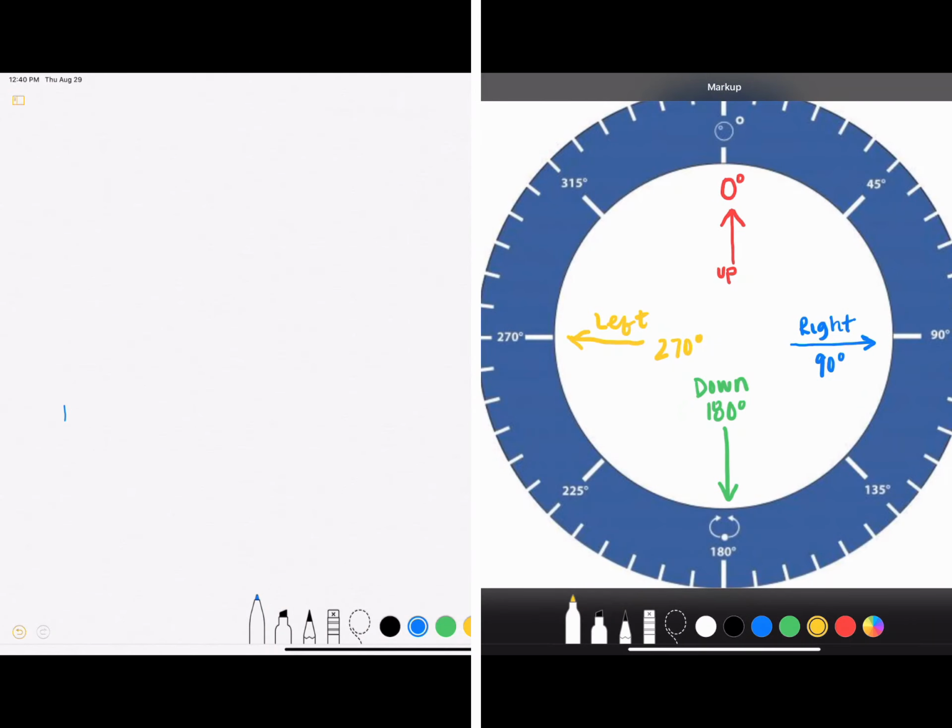Now it's time to see if you can do it yourself. Go ahead and see if you can figure out the pseudocode for the shape on the screen.